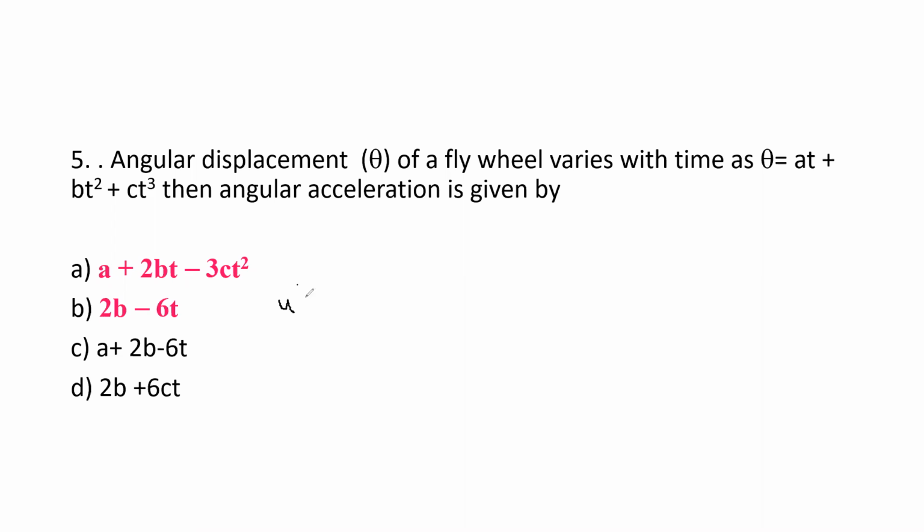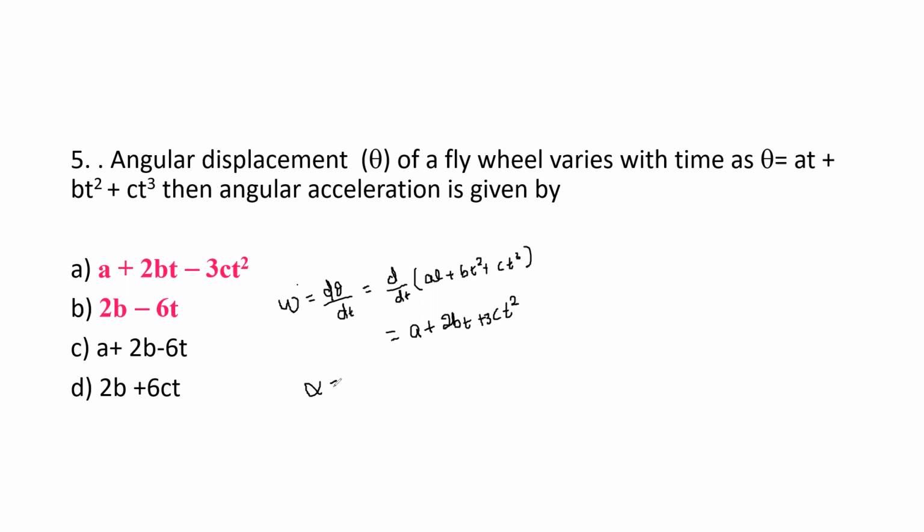So angular velocity is equal to d theta divided by dt, which is equal to d by dt of (at plus bt square plus ct cube). So differentiate this equation with respect to time. It becomes a plus 2bt plus 3ct square. So this is the angular velocity.